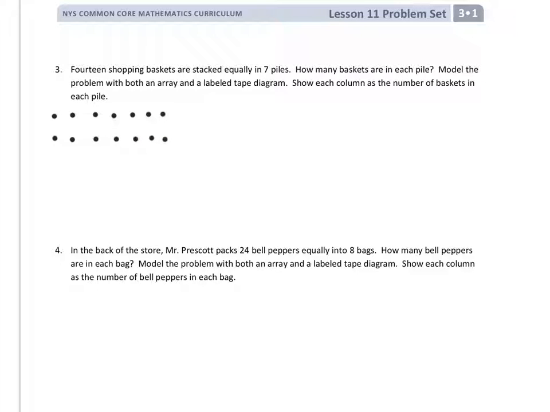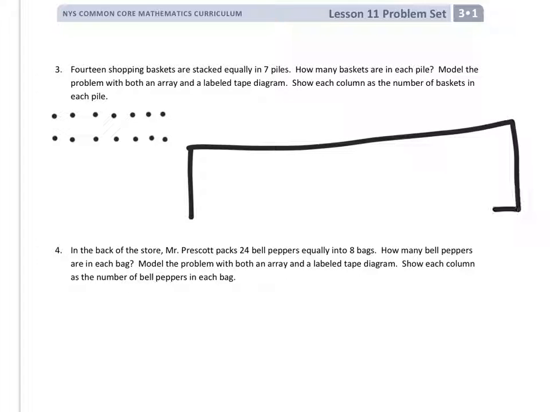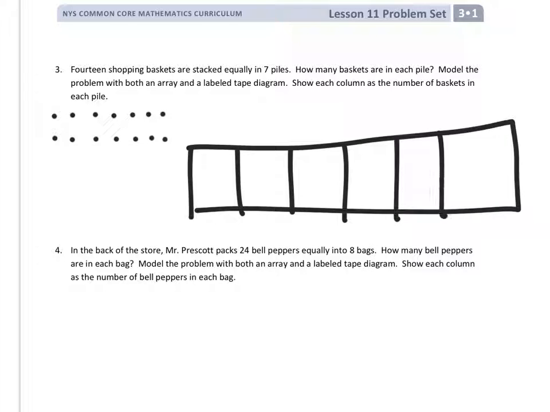Now let's turn that into a tape diagram. Draw my rectangle. Don't forget to leave room to draw your brackets at the top and the bottom. And then now I need to divide up my tape diagram. Well, I had 7 piles, so I need 7 pieces. Do you remember how many lines I'm going to need? 1 fewer than the number of sections. So 7 sections, I need 6 lines. 1, 2, 3, 4, 5, 6.